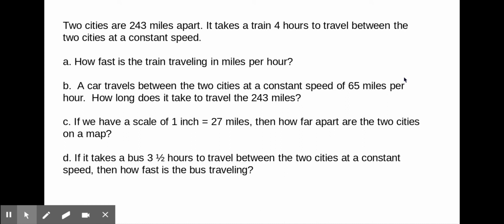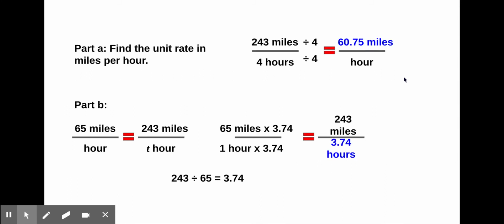All right, two cities are 243 miles apart. It takes a train 4 hours to travel between the two cities at a constant speed. First question, how fast is the train traveling? Well, we're looking for a unit rate. So we know we're traveling 243 miles in 4 hours. If we divide by 4 to get down to 1 hour, then we realize we're going 60 and 75 hundredths miles per hour.